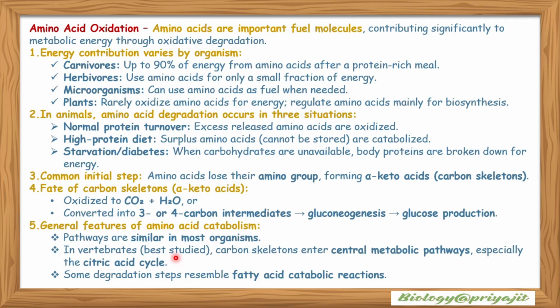General features of amino acid catabolism: the pathways are very similar in most organisms. In vertebrates, which are best studied, carbon skeletons enter central metabolic pathways, especially the citric acid cycle. And some degradation steps resemble fatty acid catabolic reactions.